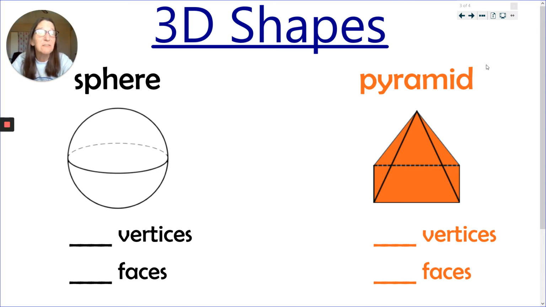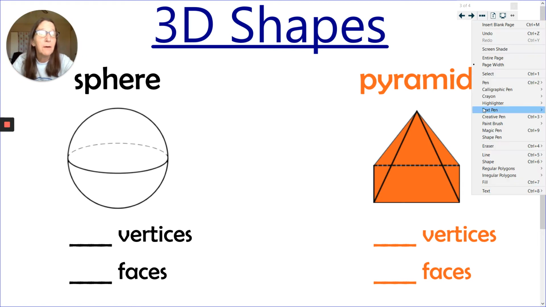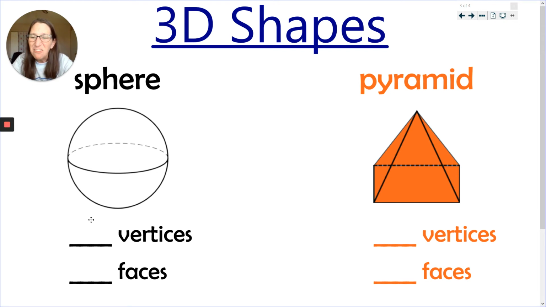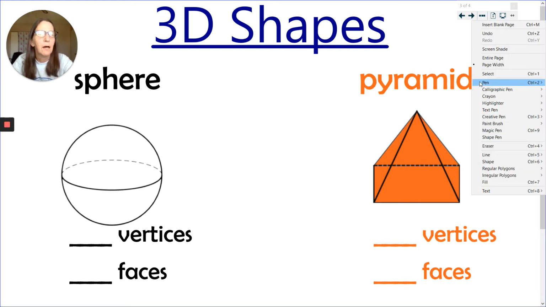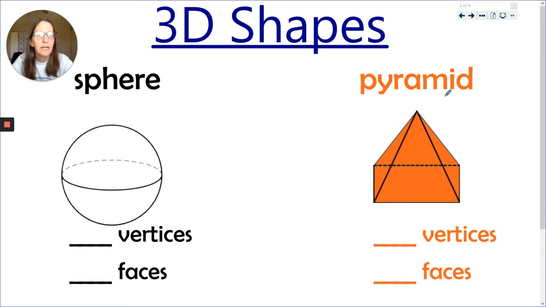So it has, let me grab my pen back here. Hold on. Grab my pen. Here we go. Let's try that again. It has 0 vertices and it has 0 faces. No flat spots and no points. Okay? That's a sphere.